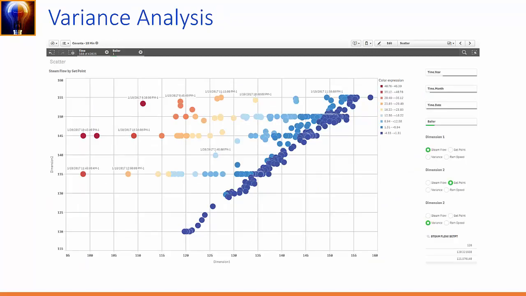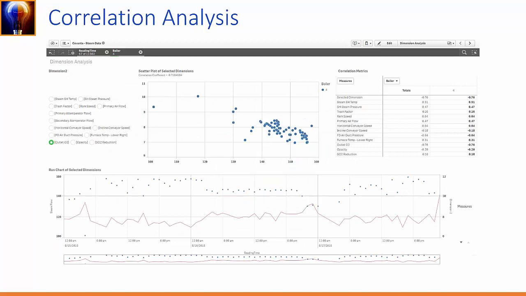As we started analyzing the variance, we quickly identified that there were particular set points in the data where that variance was occurring. And then we did a correlation analysis with many different process variables to identify the actual root cause for the dents in the performance. Then we worked with the continuous improvement team to address those issues and increase boiler efficiency.